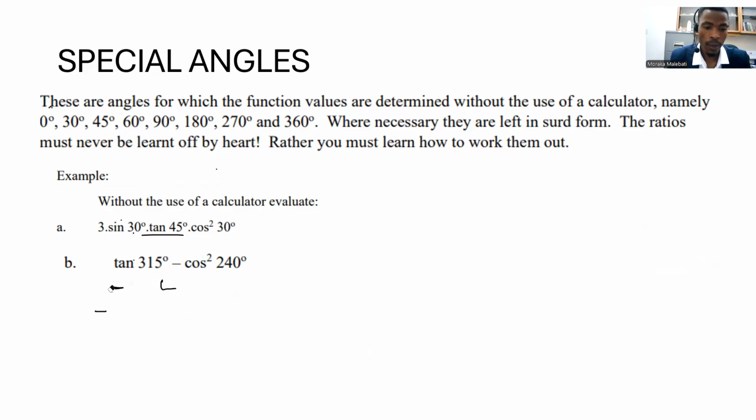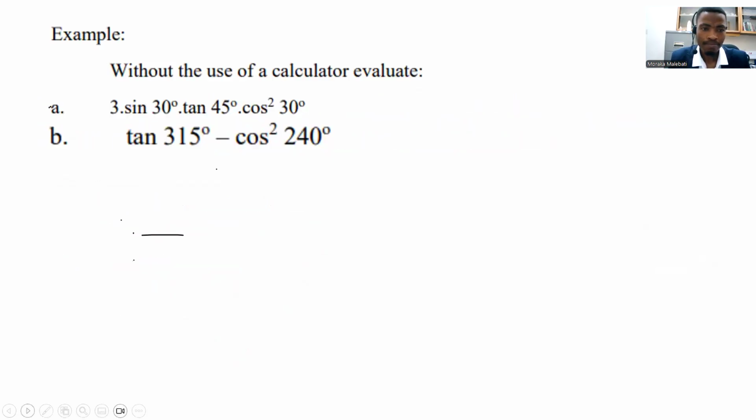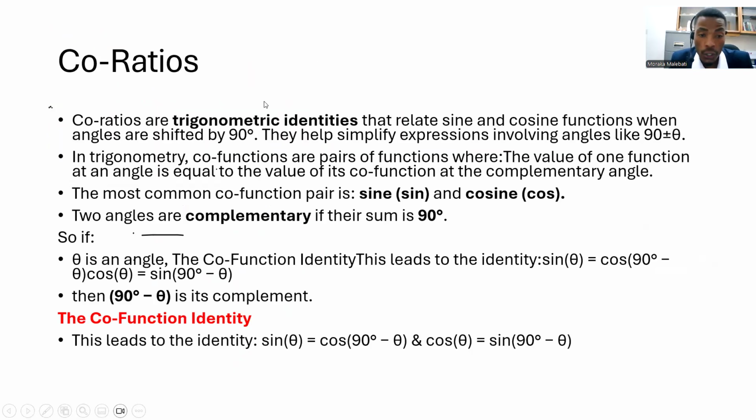Okay, sorry about that. So now let's deal with this one. We are working these ones without the use of a calculator. Evaluate 3 sine, whatever that also, this one we dealt with. I'm sorry, now we are into co-ratios. So co-ratios, I already told you, good people, that we are using a right angle triangle.